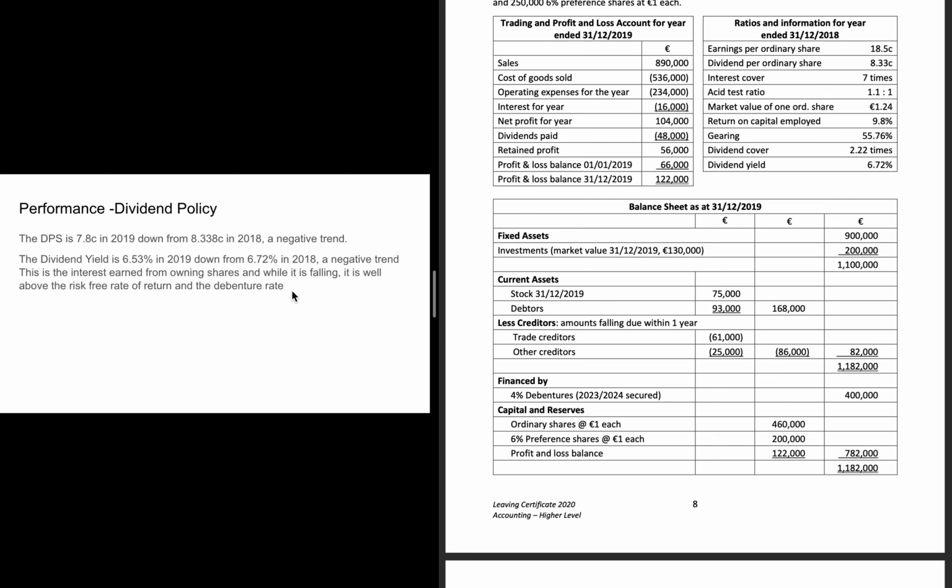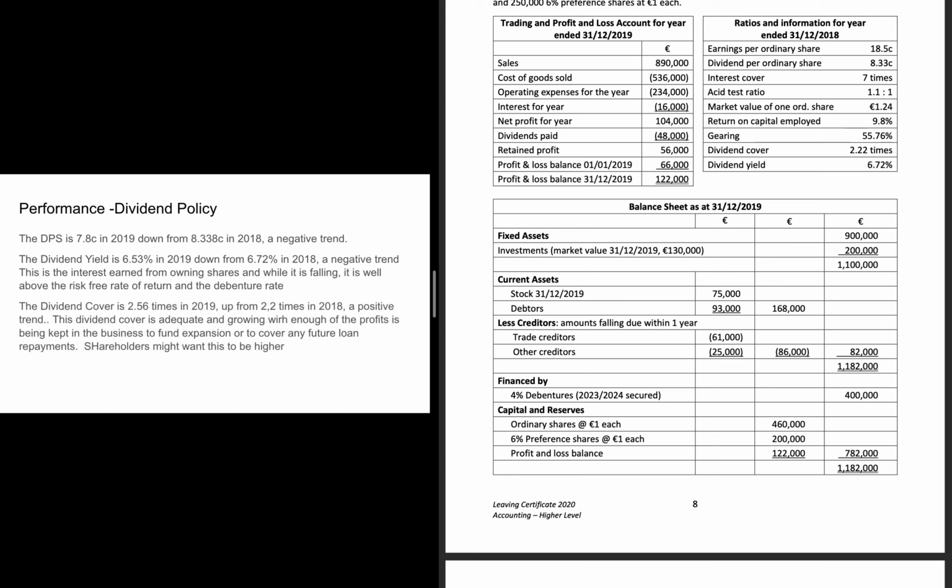So dividend yield 6.53, down from 6.72, which is a negative trend, but we say what it is. It's the income earned from owning shares, and while it's falling, which it is, it's well above the risk-free rate of return, and it's above the debenture rate. So, you'd be happy enough. It's quite good actually, that rate. Dividend cover 2.56, and it's up from 2.22 times, and that's a positive trend. Say what it is. You could say it's adequate and it's growing, with enough of the profits kept in the business to fund expansion or to cover any future loan repayments.